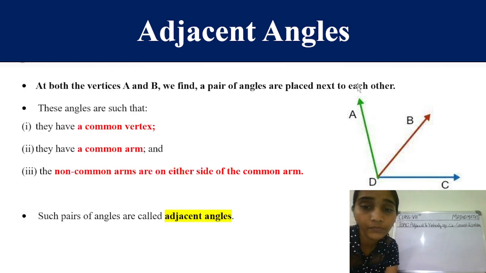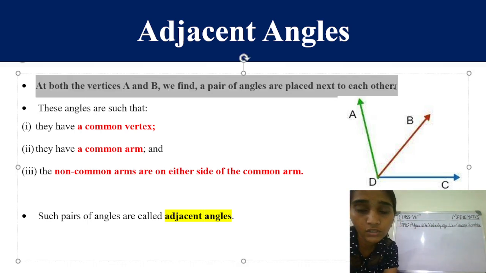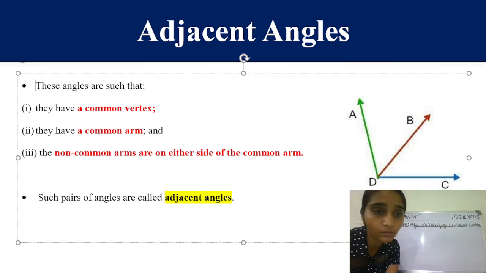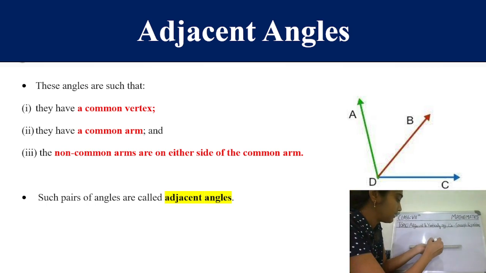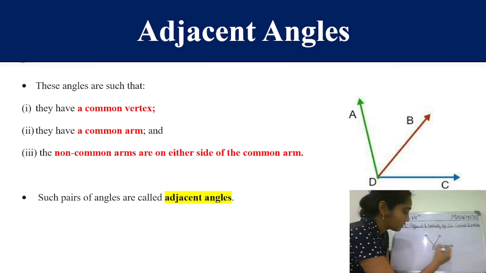Let us see that at both the vertices A and B we find a pair of angles next to each other. So students, just ignore this line firstly because I am going to discuss it with the help of this figure now. Yes, you can see that we have drawn the angles like this. Let me also draw it on the board for you. What is the name we are giving? Yes, this point is D, this is C, and A and B.